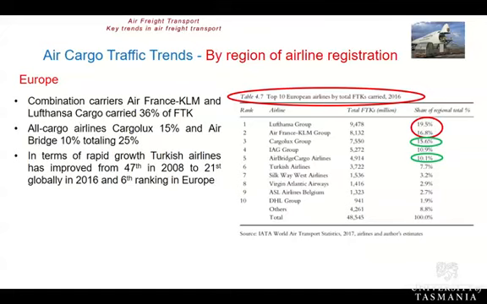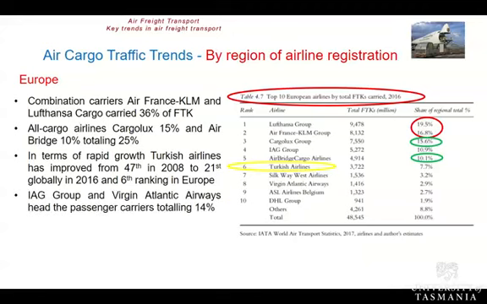An interesting addition to this lineup is actually Turkish Airlines. Turkish Airlines over the last 10 years has moved from 47th in the world to round about 21st. And that's actually put them into 6th place on this particular top 10 list. Another interesting characteristic of this particular list is the fact that IAG and also Virgin Atlantic Airways are passenger carriers. So they don't have any freighters at all in the fleet. They find themselves in that particular group.